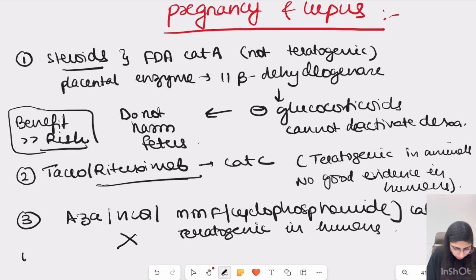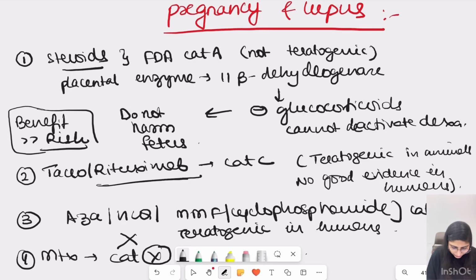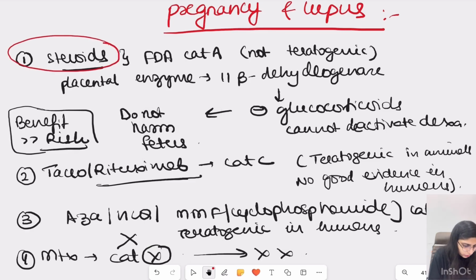And then, my dear friends, methotrexate is category X. Now you can tell from the name, X is a complete no. Don't even think about giving methotrexate to a pregnant patient ever. Okay, so steroid is something that you can give. Rituximab is something you can give. Rest all is a complete no. So please remember this about pregnancy and lupus, right?